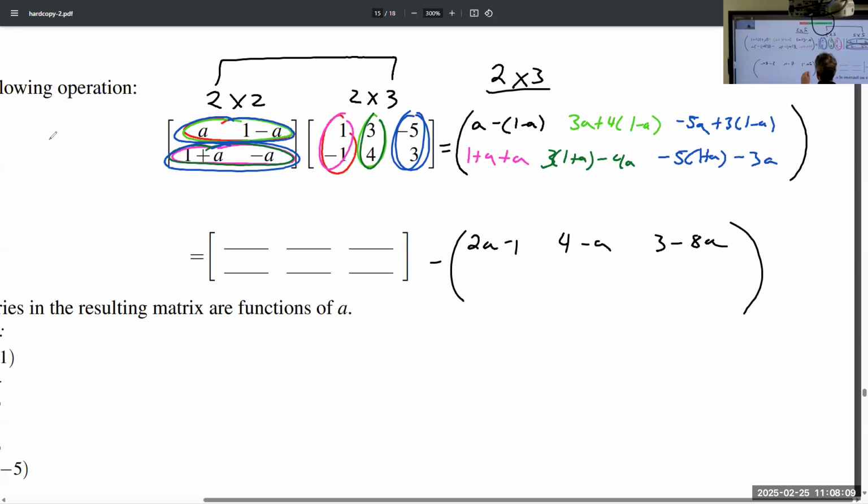1 plus 2A. 3A minus 4A is minus A. 3 minus A. Negative 5A minus 3A would be negative 8A. And that's minus 5. Okay, that's what I think the answer is. Are there any questions about that one?